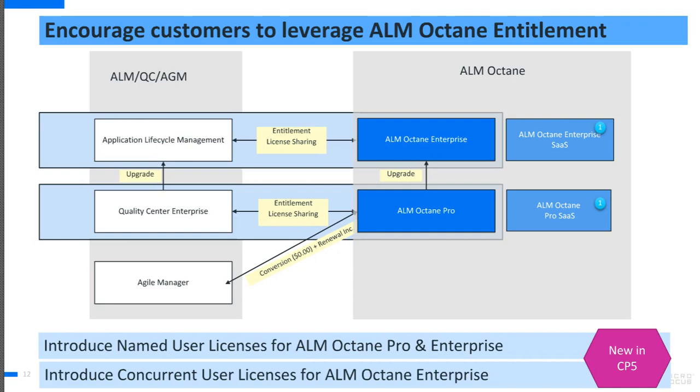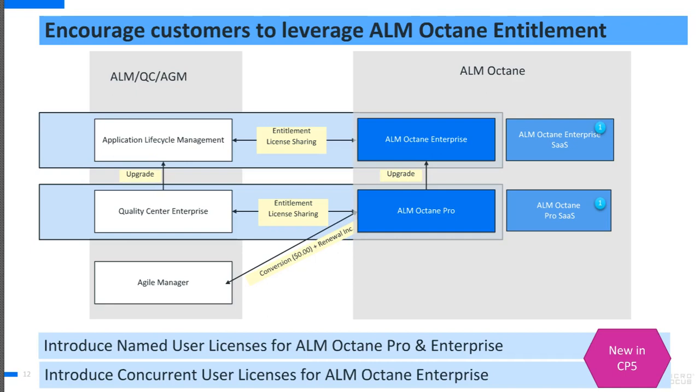And if you are an existing Agile Manager customer, again, you have the ability to migrate from Agile Manager into ALM Octane Pro. So the one key thing, if you're an existing ALM, Quality Center, or Agile Manager customer, that you need to be aware of is that ALM Octane is available for you for free, and you can start using existing licenses of either of those three products and repurpose them towards ALM Octane.